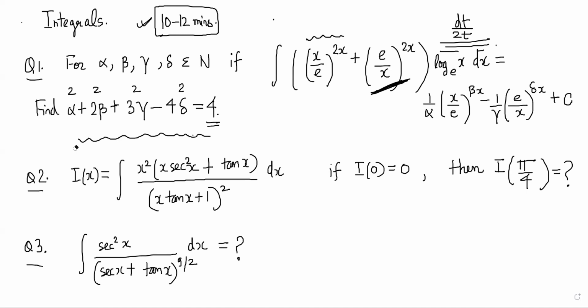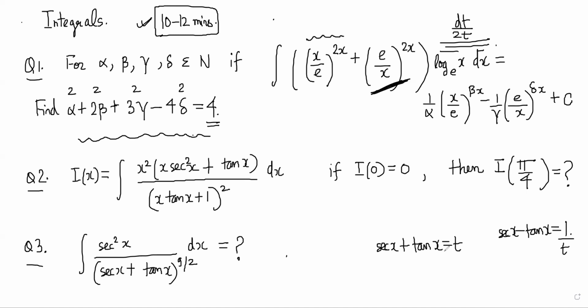So the third one I got. Third one you got. Yes, sir. Sec x plus tan x equal to t. Then sir, sec x minus tan x would be 1 by t. Right? Then secant square x would be half of t plus 1 by t whole square. Secant square x would be 1 by 4 t plus 1 by t whole square.